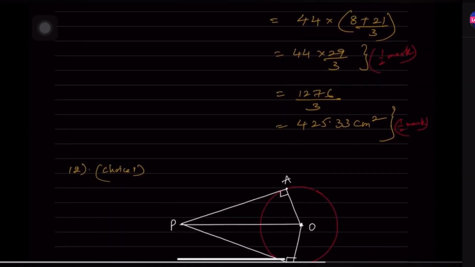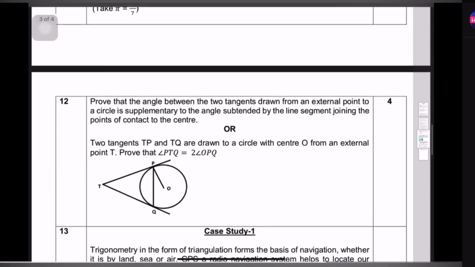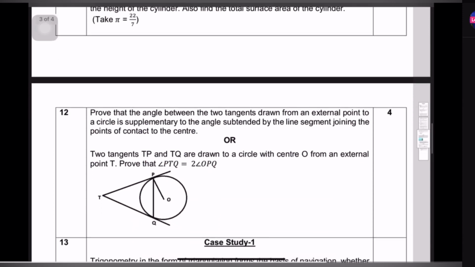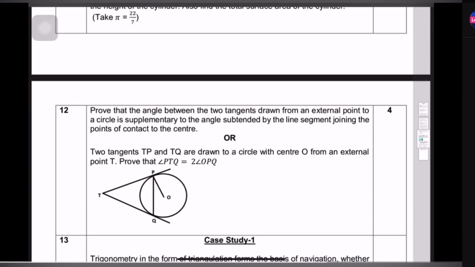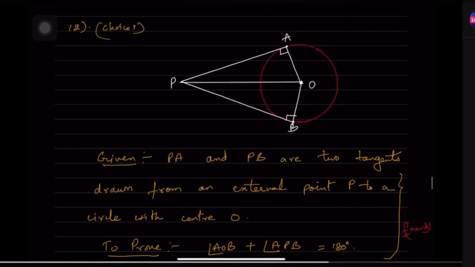Next, going into the 12th one, you are given 2 choices. So there you are having, prove that the angle between the 2 tangents drawn from an external point to a circle is supplementary to the angle subtended by the line segment joining the points of contact to the center. So this is choice one. So for this figure you are having 1 mark.